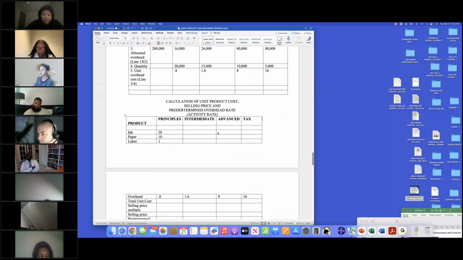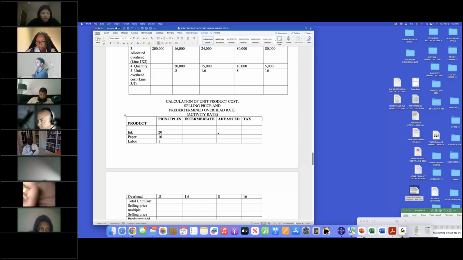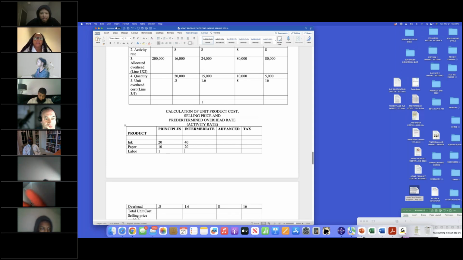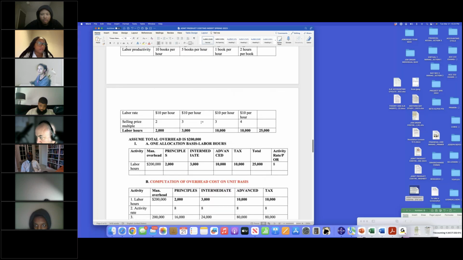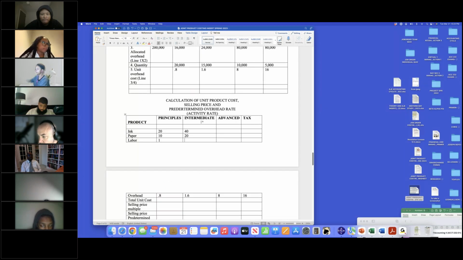So it's easier than y'all think, but you know, you can make it hard. But so now everybody got their overhead costs in there. So do I have any total unit cost now on principles? What about on intermediate? Ink is 40, paper's 20, and then your overhead's 1.6, and that's all. What's my labor? Oh, I don't know. We go up here, 2.5 books per hour, so that would be 2. Okay. So what's your total cost gonna be?